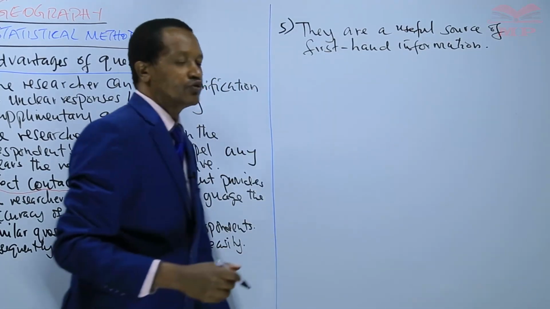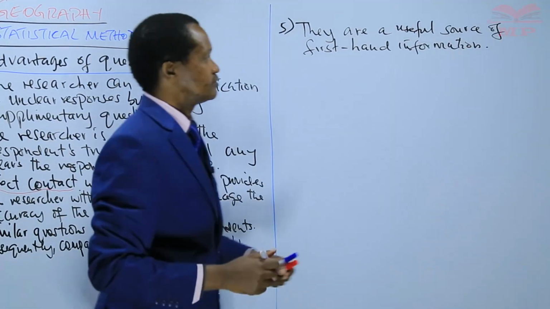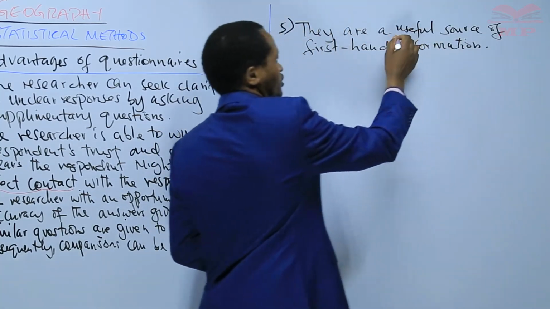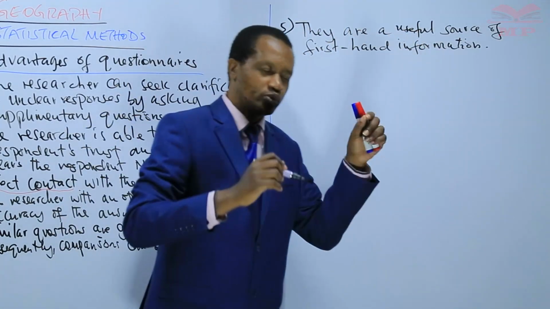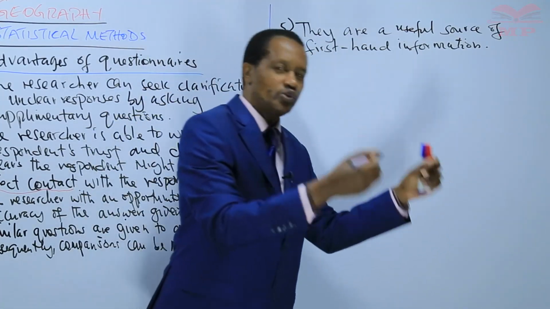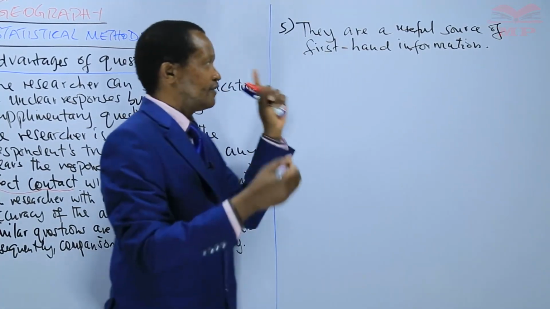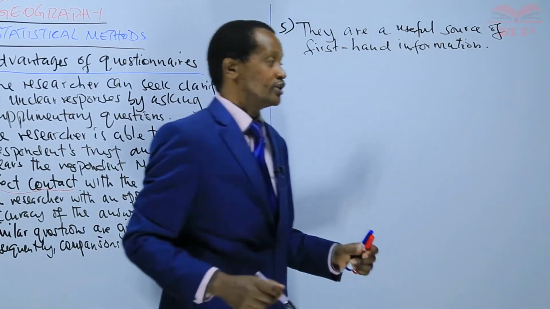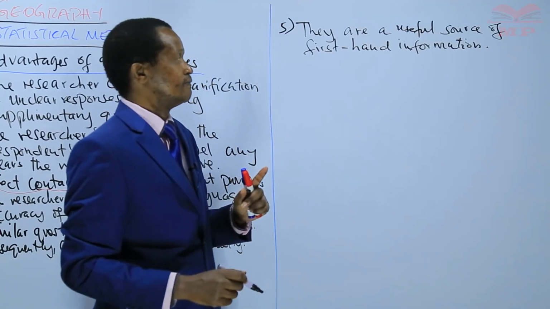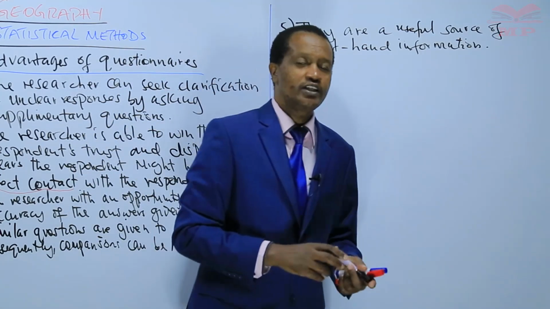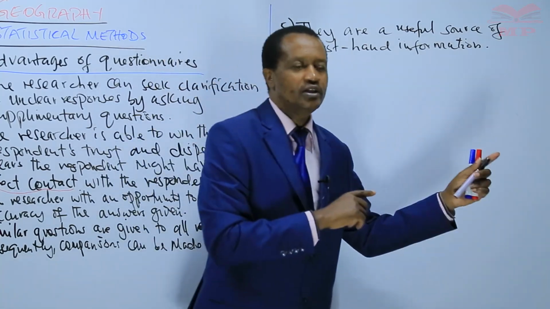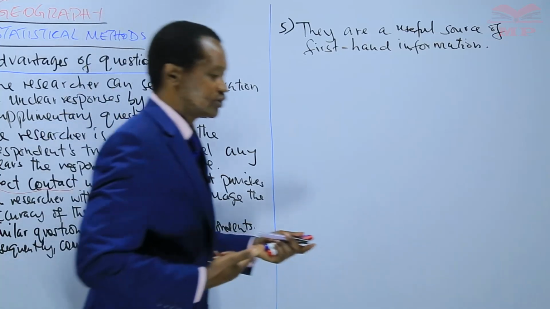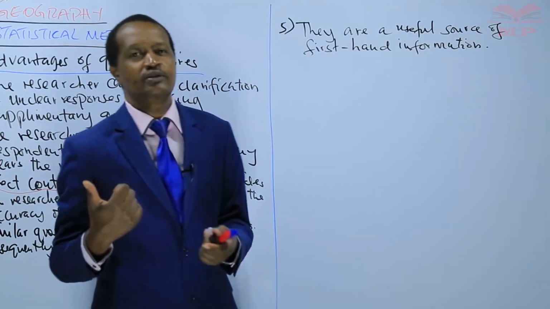You get the information from the source. You don't rely on information given by someone else. No, you go to the field, you ask questions, you take the information first hand, not second hand, not third hand, not fourth hand. No, first hand. And first hand information is always very reliable. You are not relying on information gathered by someone else. So questionnaires are used to get information directly from the source.